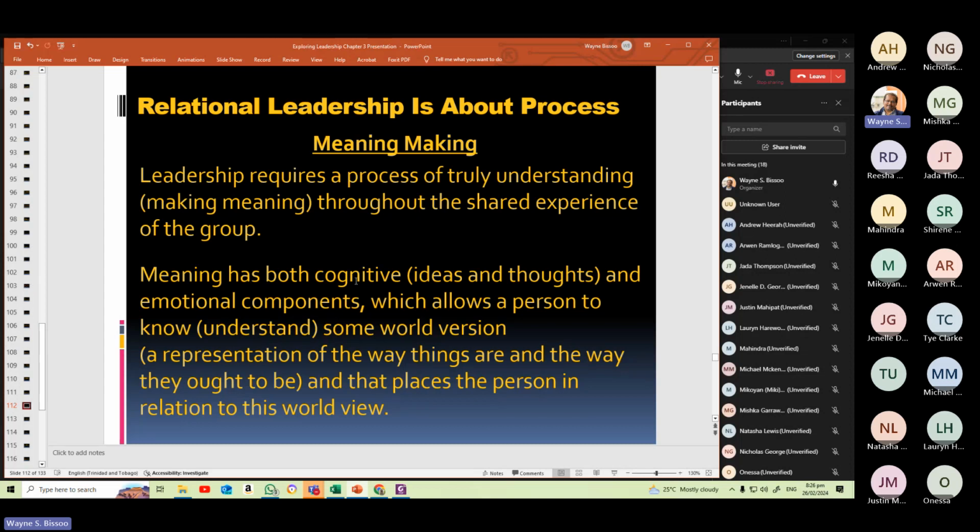So meaning has both cognitive components, which are ideas, and emotional components, which allow the person to understand some world vision, a representation of things the way they ought to be, and places that person in relationship to this worldview. Now, that means that for something to mean something to somebody else, it has to affect you from an emotive standpoint, but it has to mean something logically to you as well.